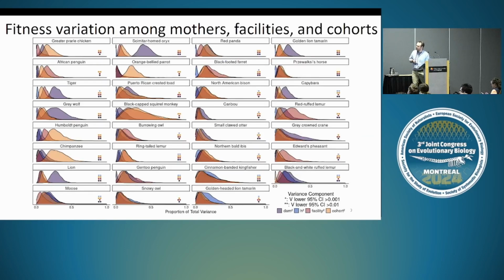I think it's really cool in the sense that there's lots to dig into with these data sets. We have fitness variation among mothers, facilities, and cohorts that I didn't talk a whole lot about today, but again, I have the same graphic with the different species and these different variance components, potentially very interesting to dig into to figure out why we see variation among facilities or mothers in these fitness estimates.